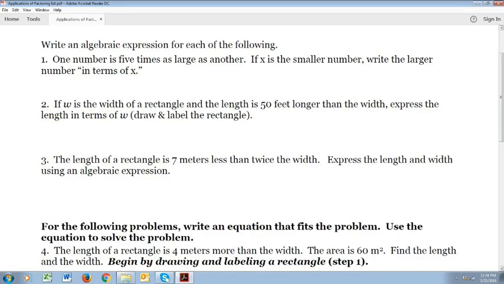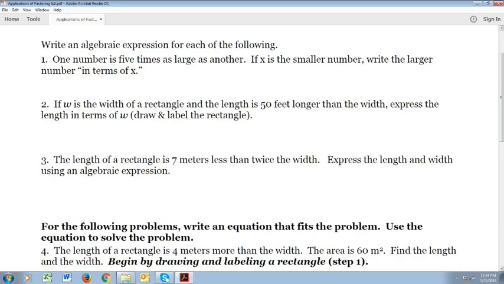Alright, in this video we're going to look at applications of quadratic equations. So let's start with these first three problems. It says write an algebraic expression for each of the following. It says one number is 5 times as large as another. If x is the smaller number, write the larger number in terms of x.